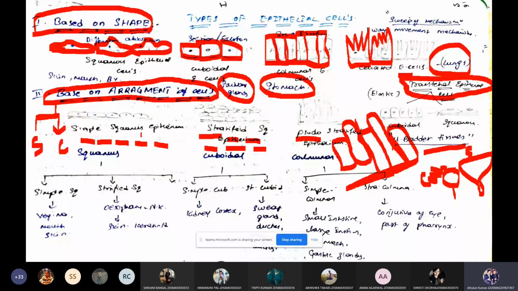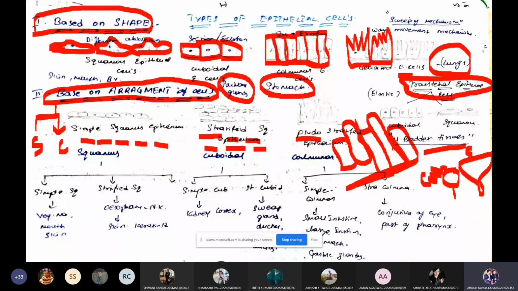As I stated here, we have simple squamous epithelium, stratified squamous epithelium. Then here we have simple cuboidal epithelium, stratified cuboidal epithelium, simple columnar epithelium, stratified columnar epithelium. Or here you can say simple squamous epithelium, stratified squamous epithelium, simple cuboidal epithelium, stratified cuboidal epithelium, simple columnar epithelium, stratified columnar epithelium, simple ciliated epithelium, stratified ciliated epithelium. And let us see examples for each.